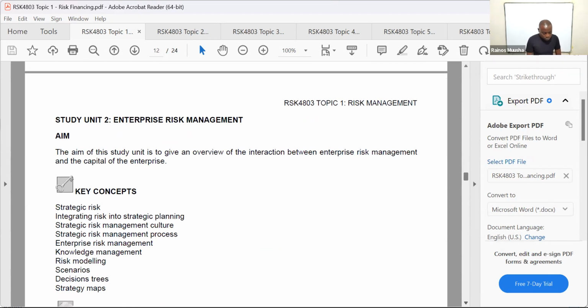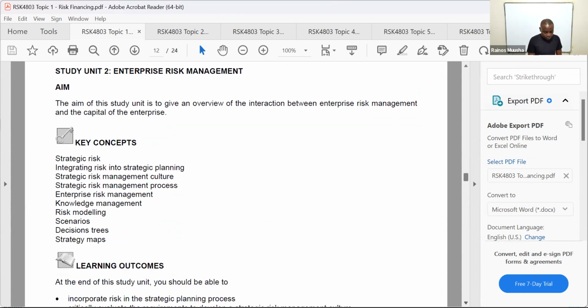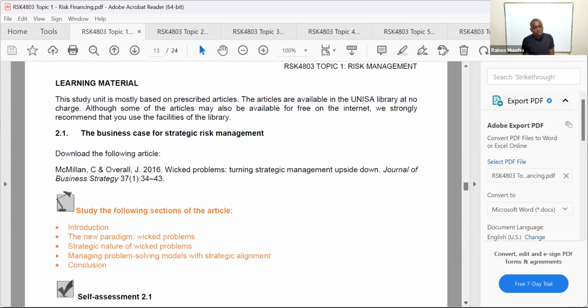Study unit 2 looks at enterprise risk management, and study unit 2 is one of those study units which are highly examinable. And usually when they bring questions in the exam, they usually bring these questions as theory questions. It can either be a 10-mark question, or a 50-mark question, or a 20-mark question. Usually it would be within that particular range as well.